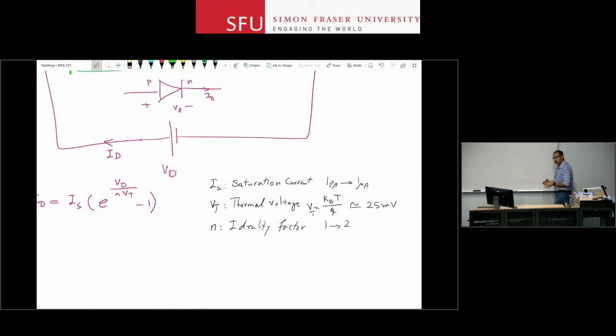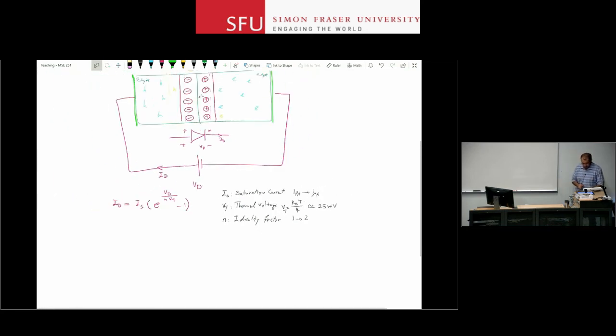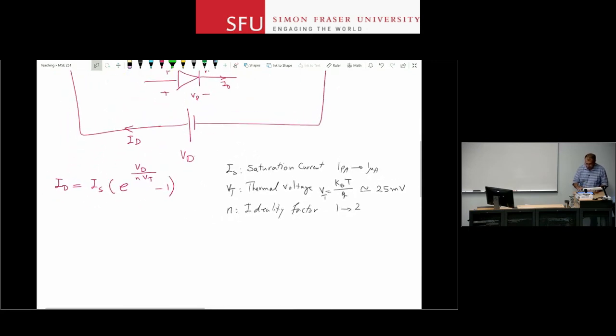The closer the diode behaves to an ideal diode, the closer that value will be to 1. Right? So for integrated diodes, the value is close to 1. For discrete devices that you use in the lab, it could be around 2, 1.5 to 2. So these are the three values. These are properties of the diode. You have to get them from the manufacturer of the diode, or sometimes you may be able to measure them.